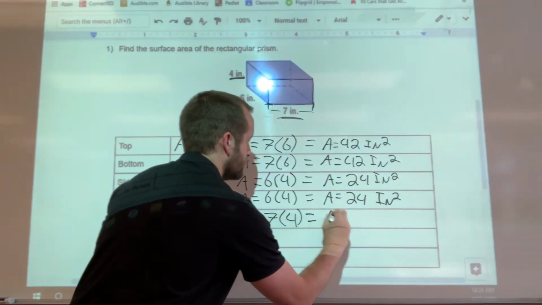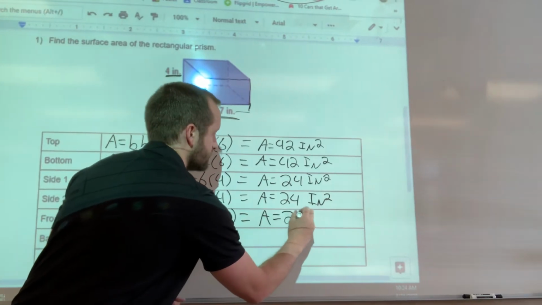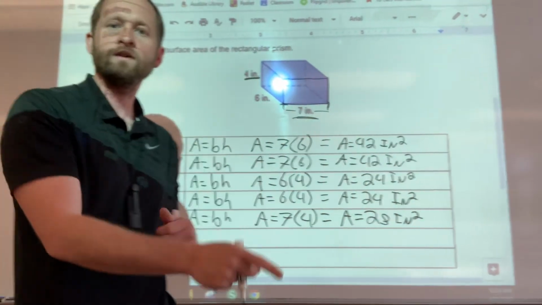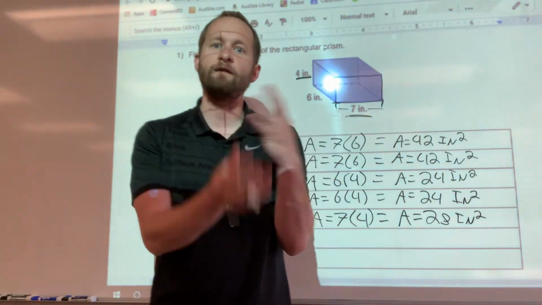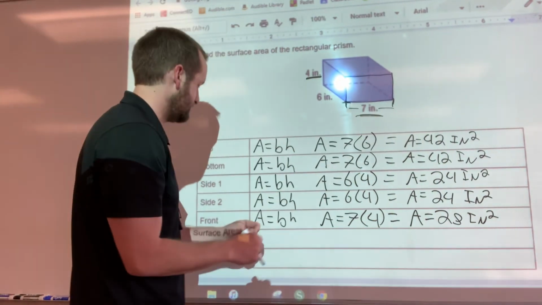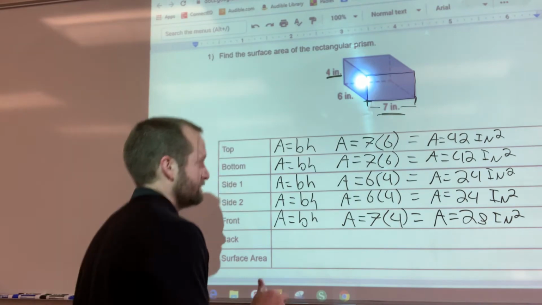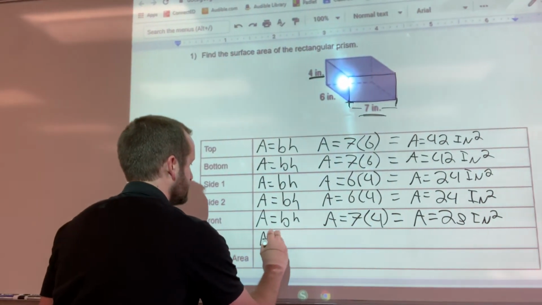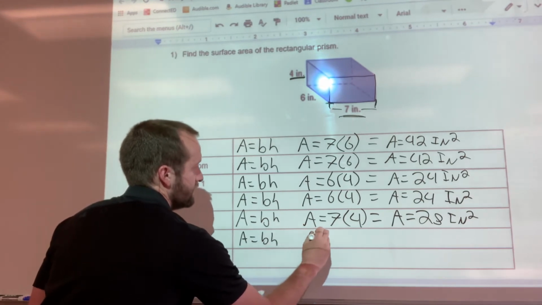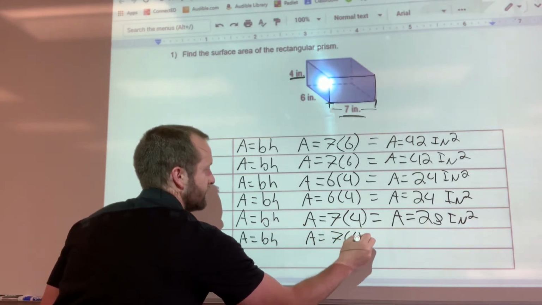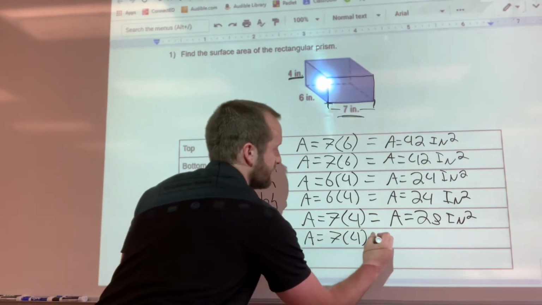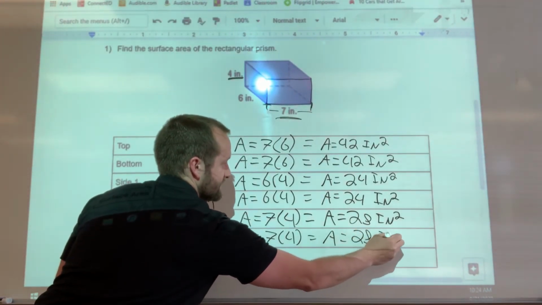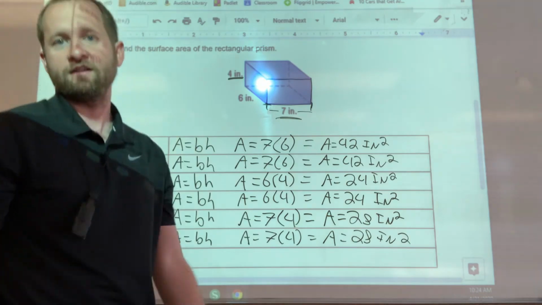So the area of the front is 28 inches squared. And once again, because the front and the back are congruent, that means they have the same dimensions, the same base, the same height. Then that means the area of the back has to be 28 as well. So let's write it in really quick. Area equals base times height. Area equals 7 times 4, which means that the area equals 28 inches squared. All right, trying not to get in your way.